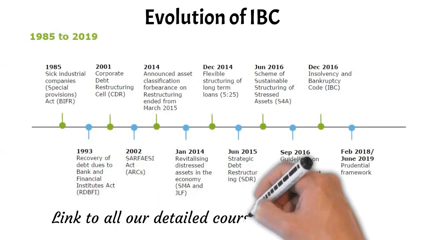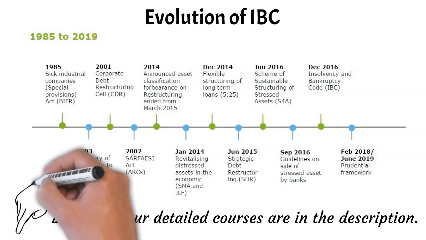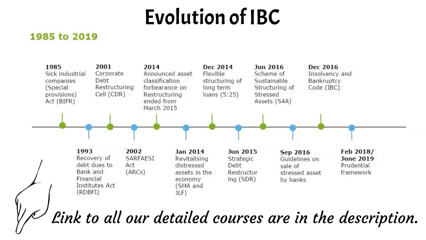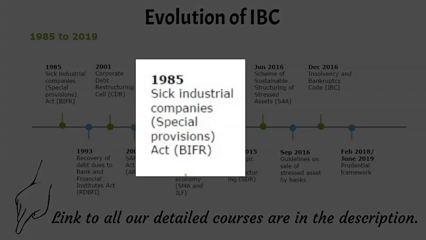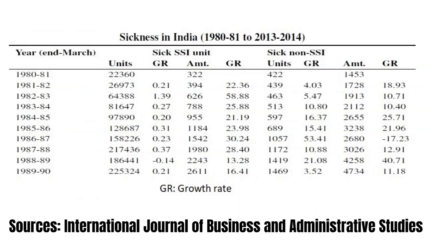In order to understand IBC and how it evolved, it is important to take a look into the background and previous dispensation methods of NPA till the IBC was introduced in 2016. Firstly, the Sick Industrial Companies Act of 1985, popularly known as SICA. In the 80s, India witnessed an atmosphere of rampant industrial sickness. Therefore, for the first time, SICA was introduced.